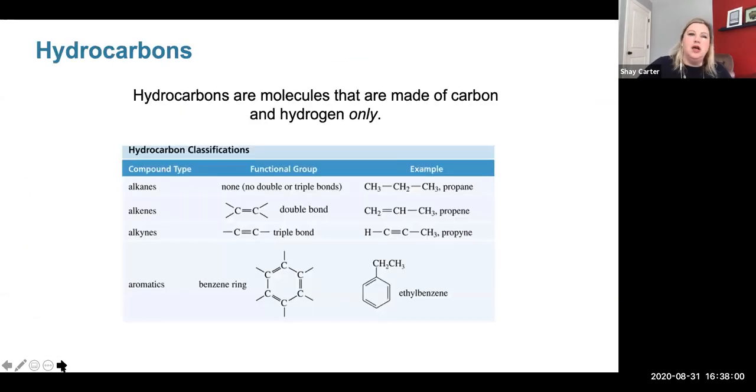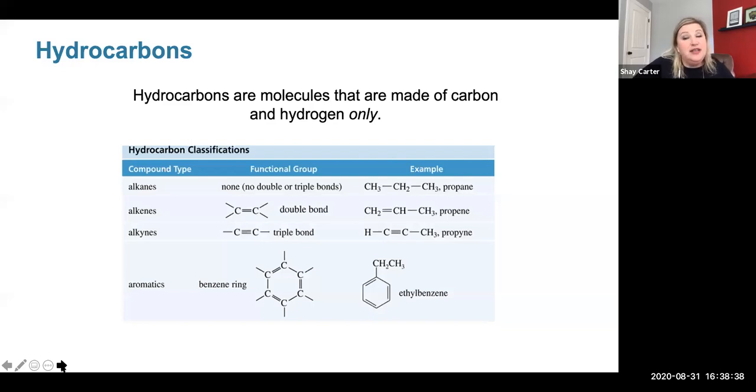Okay, so let's talk about hydrocarbons. So hydrocarbons are a class of compounds that are made only of carbon and hydrogen. So we only have carbons and hydrogens in hydrocarbons. So alkanes are our simplest hydrocarbons. We don't have any double or triple bonds, and a lot of times we will say that they are saturated or aliphatic. We say that they're saturated because it holds the maximum number of hydrogens that they can hold.